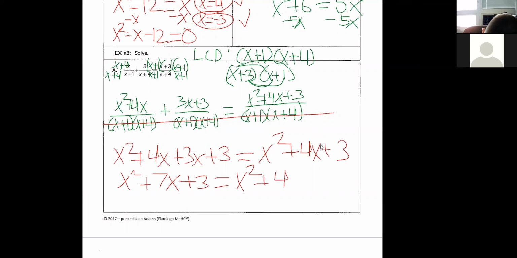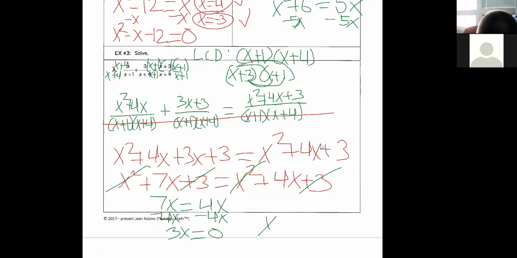One thing to notice, we have a lot of the same things on both sides. So basically your x squareds are just going to cancel. If you subtracted one over, they would just eliminate. Same thing with the plus 3s, those would eliminate. So really, we're going to have 7x equals 4x, which might seem a little bit weird. But the only way for that to be true is if x is 0. Basically, if you subtract this over, you would get 3x equals 0. Divide by 3, you're going to get 0.